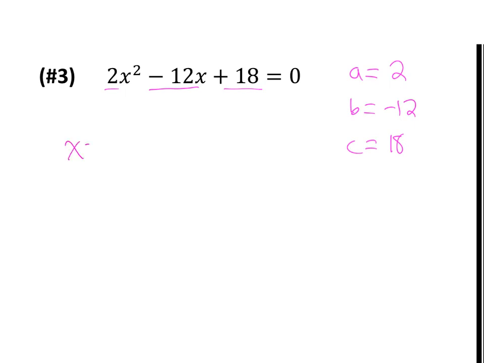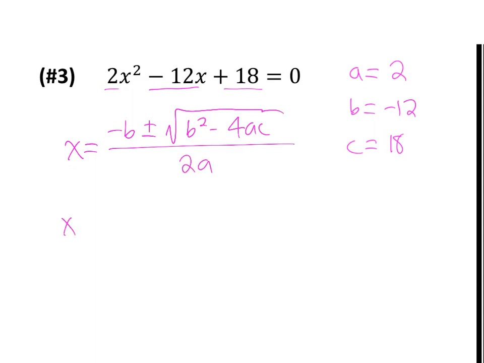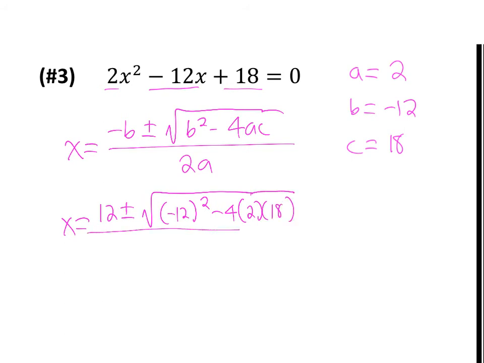Say it with me. X equals negative b plus or minus the square root of b squared minus 4ac all over 2a. So let's plug it in. X equals opposite of b, opposite of negative 12, is positive 12, plus or minus the square root of b squared, which is negative 12 squared, minus 4 times a, which is 2, times c, which is 18, all over 2 times a, which is 2.